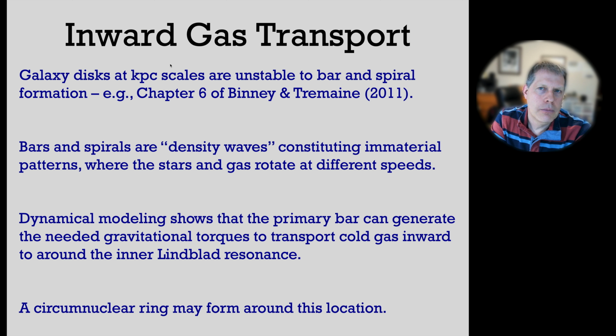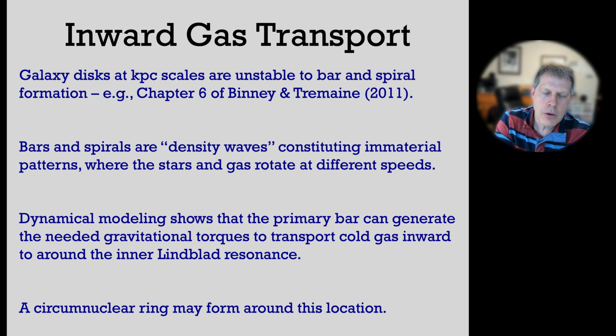Okay, now let's say a little bit about that inward gas transport. Galaxy disks at kiloparsec scales are unstable to bar and spiral formation. This is a complex topic emerging from studies of galaxy dynamics. I refer you to Chapter 6 of Binney and Tremaine's book for a useful discussion of that topic. I'm not going to go through all the detailed calculations of bar and spiral formation in this lecture. Indeed, you could have an entire lecture or indeed an entire course just on that topic.